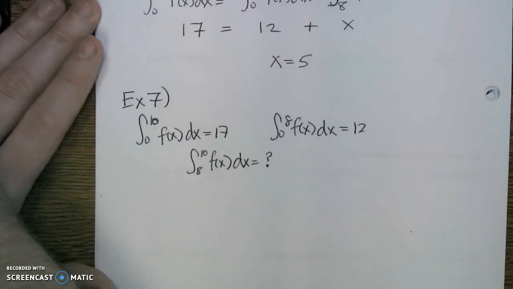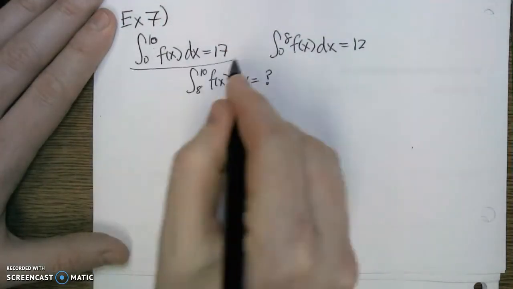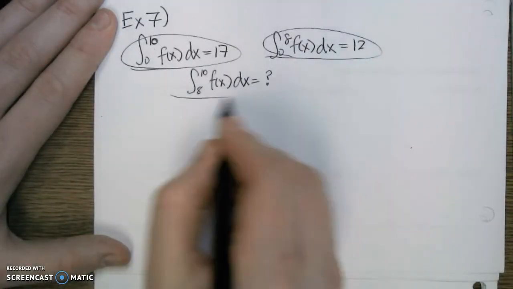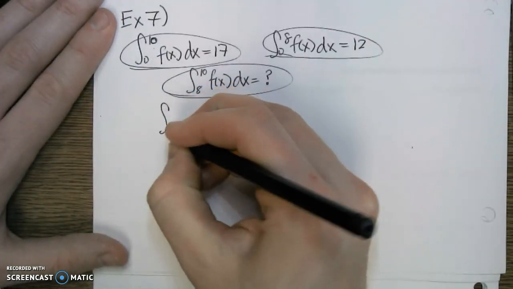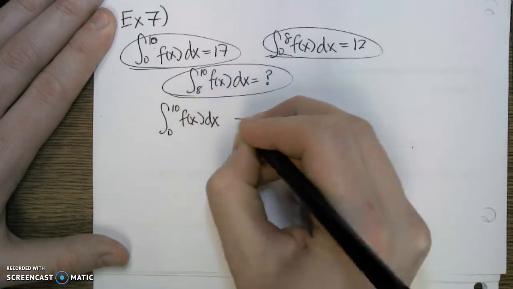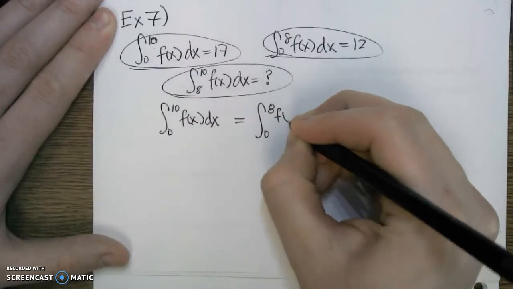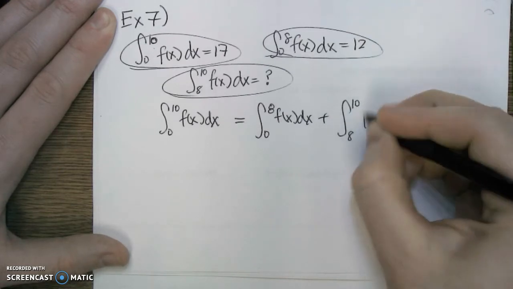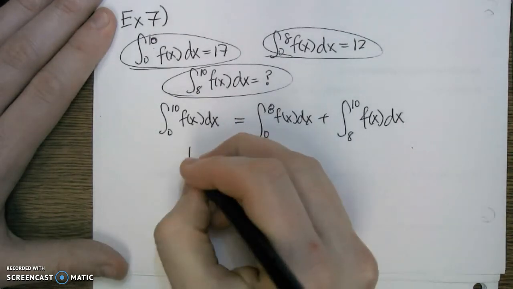And so if you look at these, what they've given you is 0 to 10 is the whole interval, and then they've split it into two pieces, 0 to 8 and then 8 to 10. So what we can say is the whole interval from 0 to 10 of f of x dx should be the integration from 0 to 8 of f of x dx plus the integration from 8 to 10 of f of x dx. And they said from 0 to 10, the answer is 17.